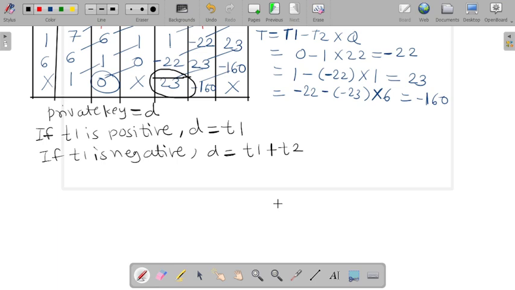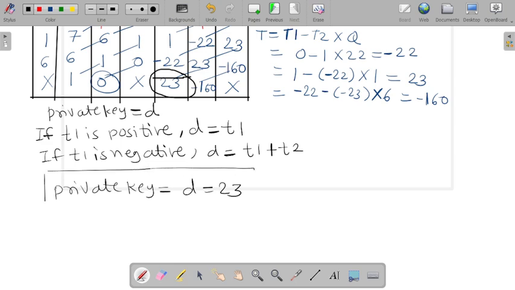But here in this case, the value of our T1 is positive, that is 23. So my value of my private key, that is D, is equal to 23. So here we got the value of our private key.